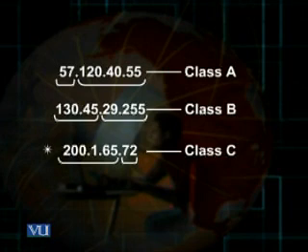In class C, the first 3 bytes indicate the network address, and the fourth byte is reserved for indicating the host machine on that network. It's a very small type of network. There are 2 million class C networks possible, and there are 256 host machines which can be accommodated in each class C type of network.